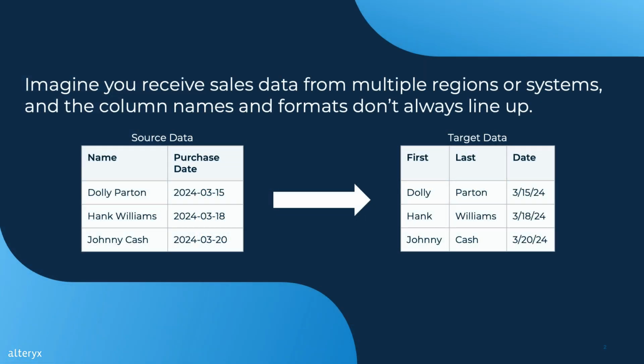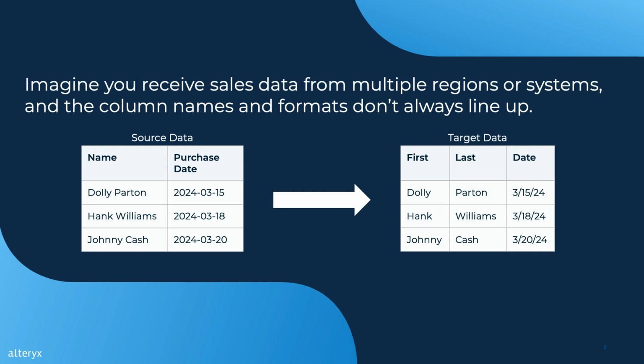Let's say you receive sales data from multiple regions or systems, and the column names or formats don't always line up. Maybe one source uses first name and last name, while another uses full name. Or maybe dates are formatted differently. You want everything to match a standard schema, but manually transforming each variation is slow and error-prone.